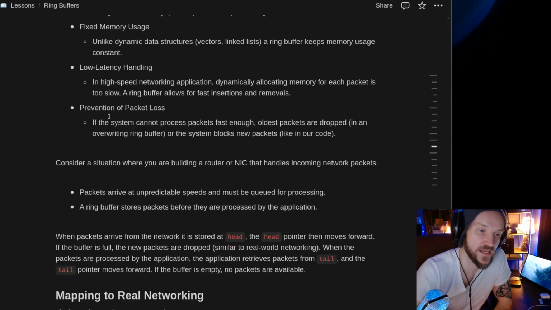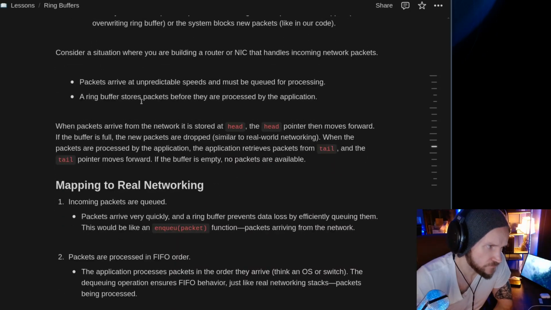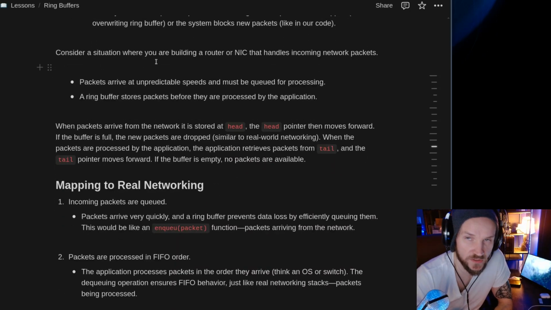Low latency handling, so in high speed networks, dynamically allocating memory for each packet is just too slow, right? It's not gonna work. And so a ring buffer allows for those really fast insertions and removals. And that also leads to prevention of packet loss. Right, and so consider a situation where you're building a router or a NIC that handles incoming network packets, right?